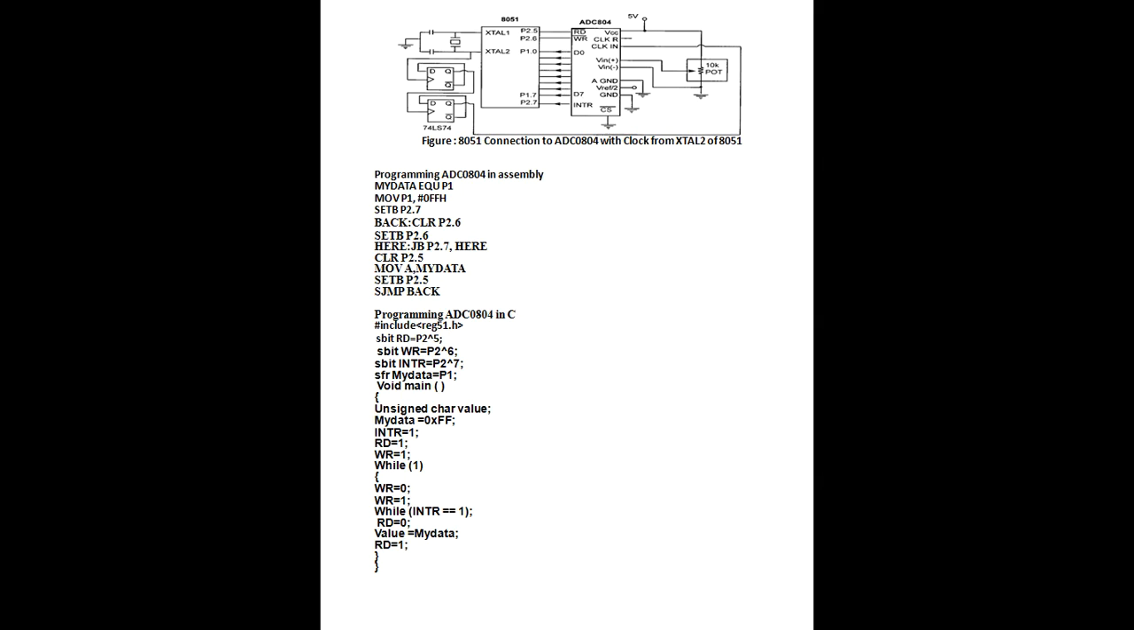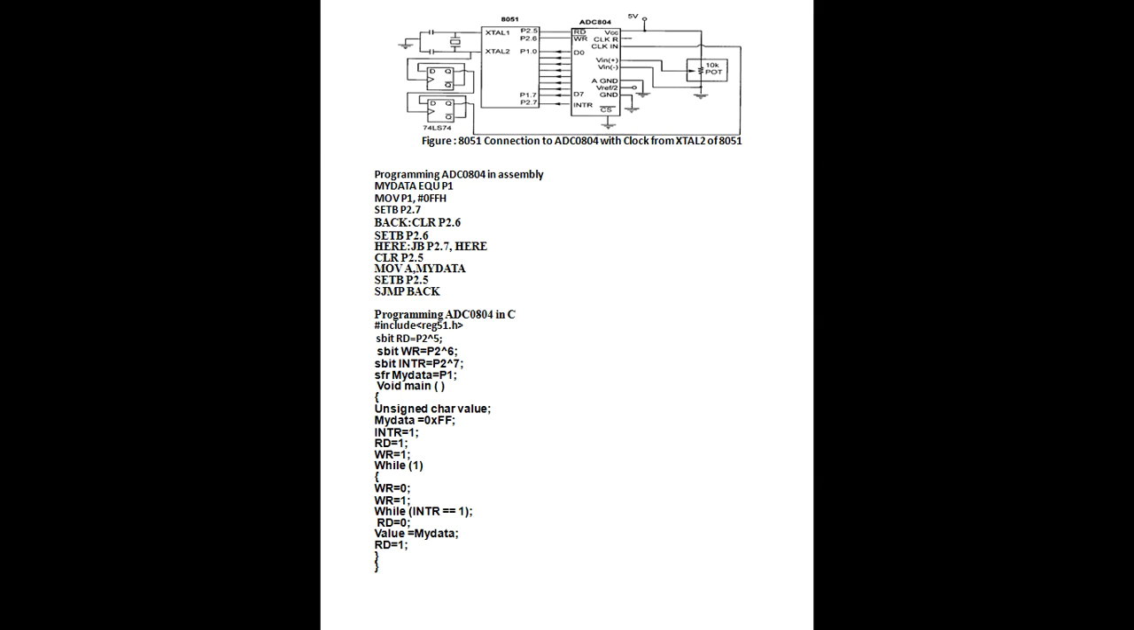Next, P1: first you use it as an input port. So you have to make it write output. If you want to write anything, you have to make it 1. MOV P1, #0FFH makes all the bits of P1 high, that is, keep it ready for writing. Set bit P2.7. Next, clear P2.6, then set bit P2.6. This makes a high to low transition to start the conversion.